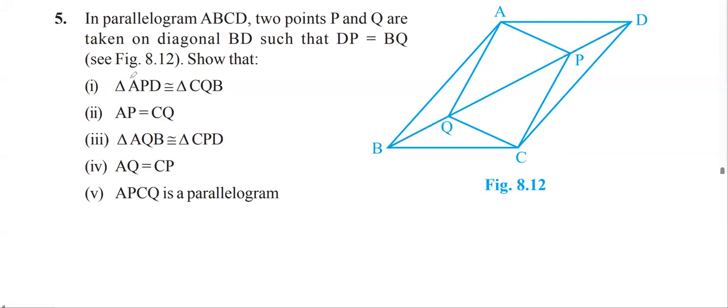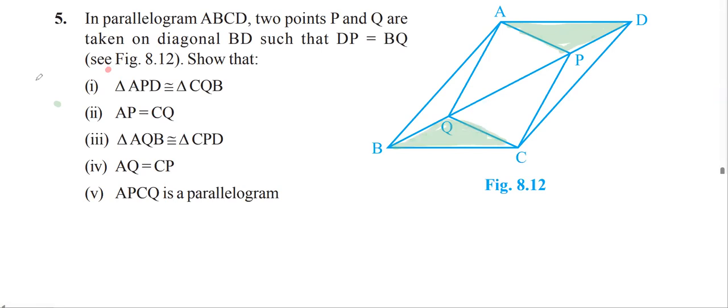What we have to prove in this figure is that two triangles are congruent. That means the triangles we need to prove congruent here are these two. Let me show you. We need to prove this triangle APD congruent to BQC. Now let's see how we can prove these two triangles congruent.